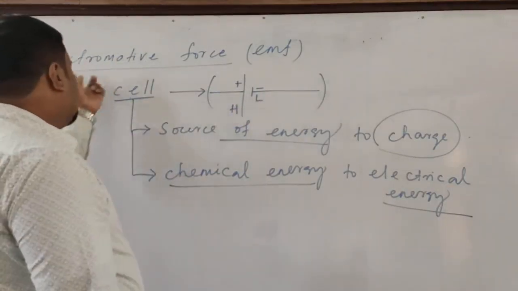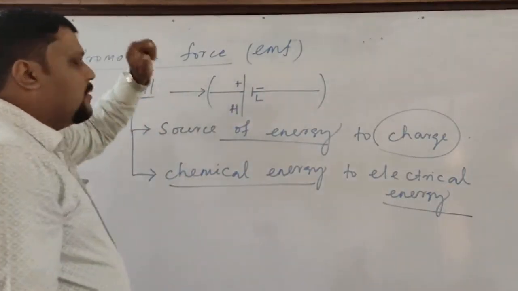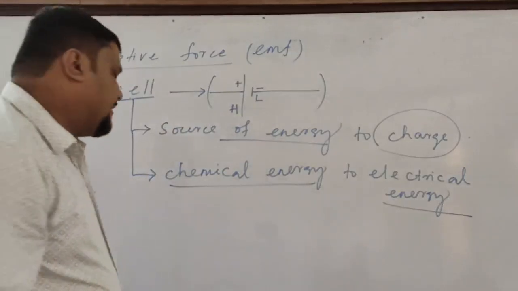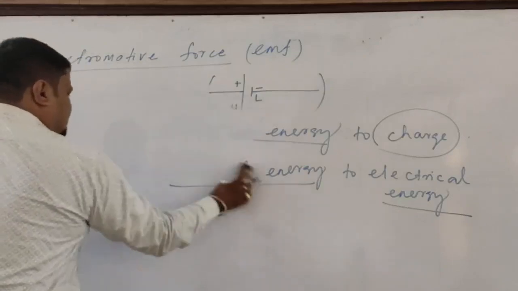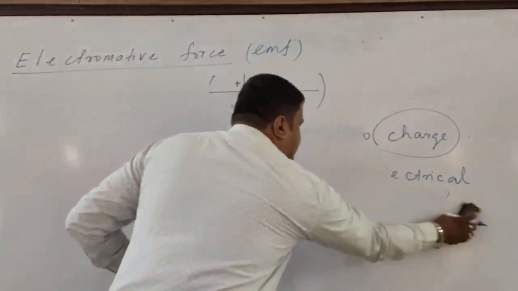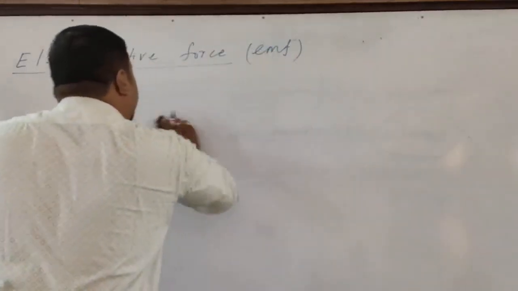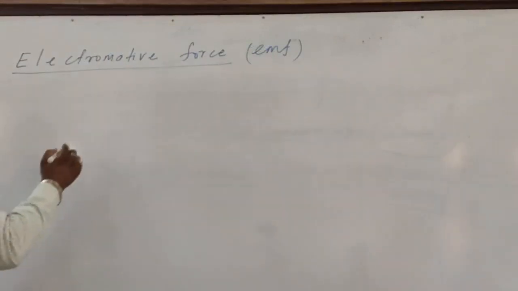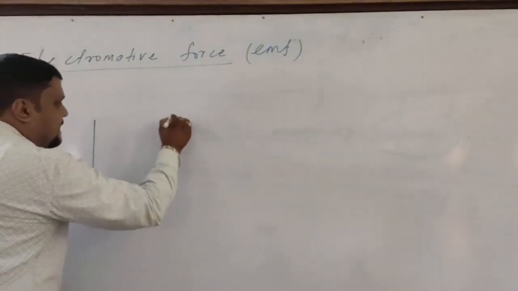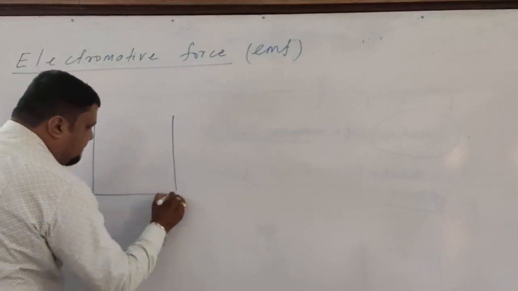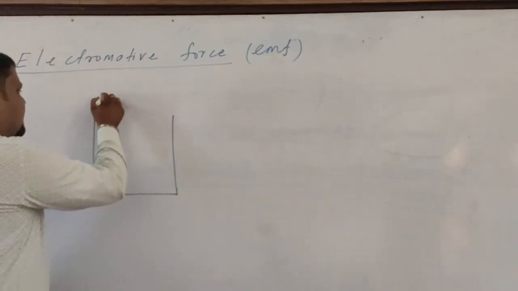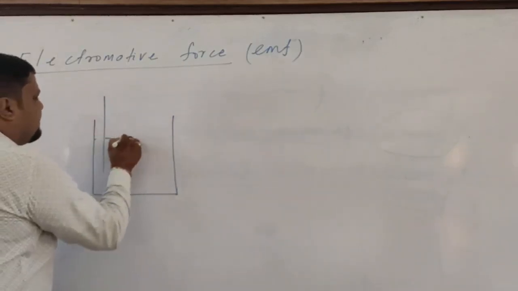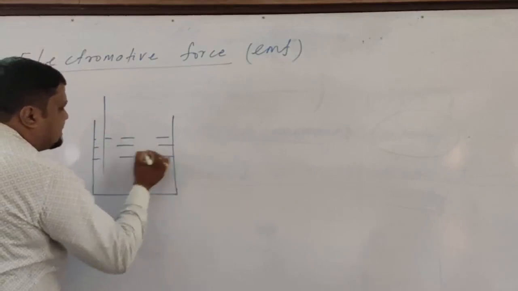From this knowledge of cell, we go to electromotive force. What is electromotive force? Before you go to this, let me draw a cell along with that. A beaker, then some electrolytes are there.